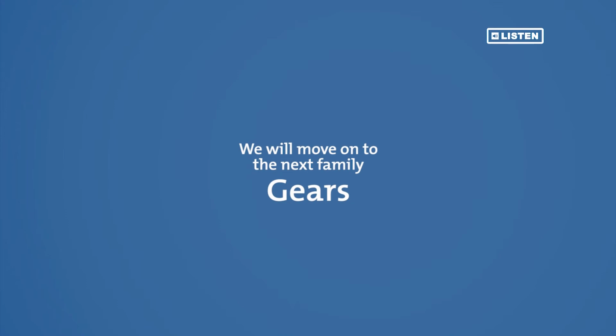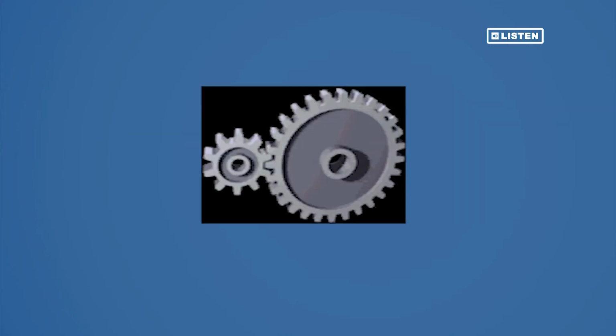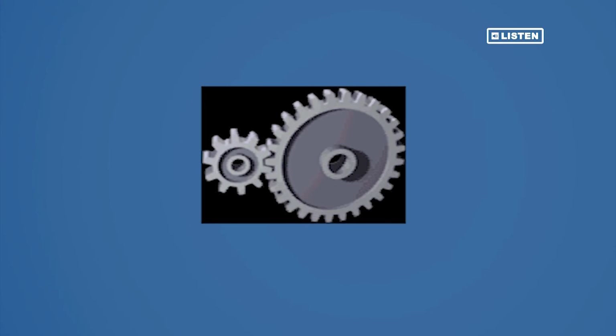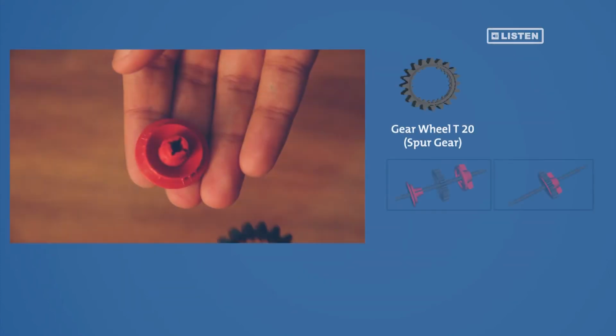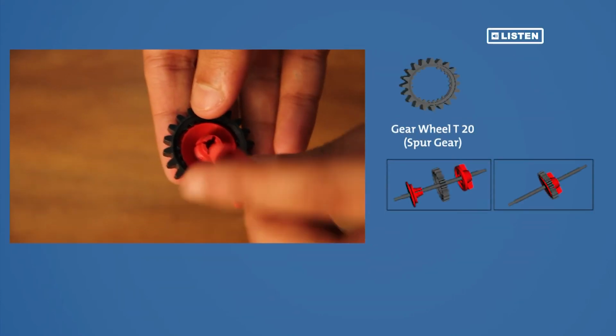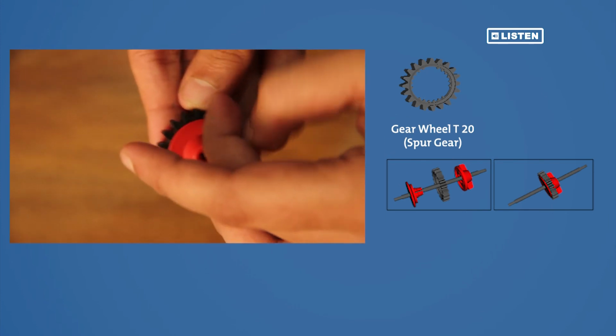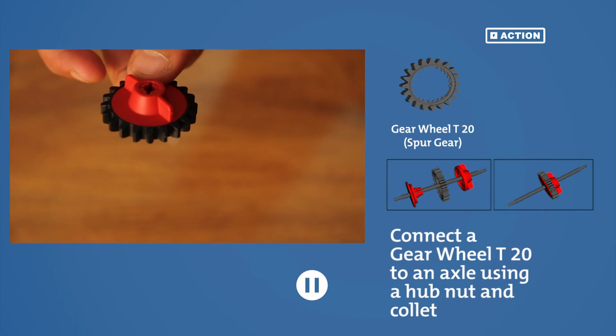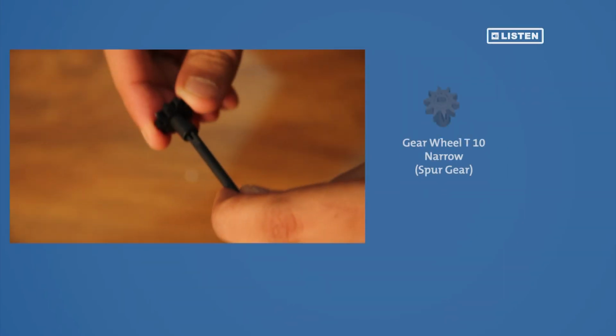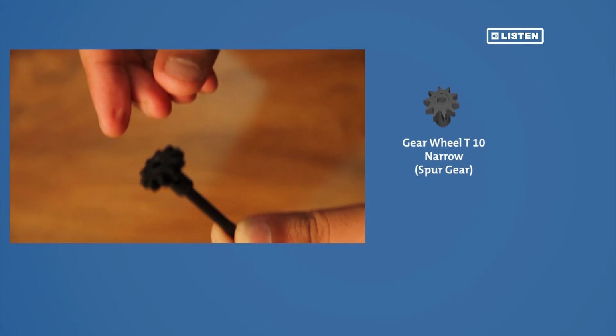We will move on to the next family, gears. Gears are wheels with teeth. They join with other gears to make them move. The engineering kit has many gears. Can everyone collect the following gears? Can each group connect a gear wheel T20 to an axle using a hub nut and a collet? Can each group connect a cogwheel T10 narrow to an axle?